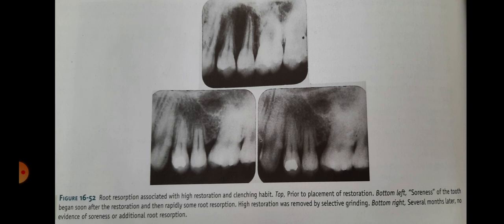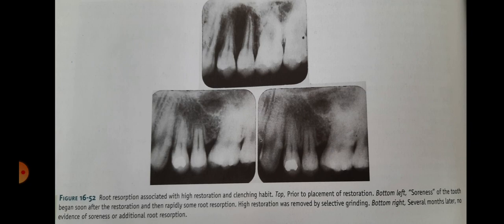This is the figure 16.52. Root resorption associated with high restoration and a clenching habit. In the top and prior to placement of restoration in the bottom left.